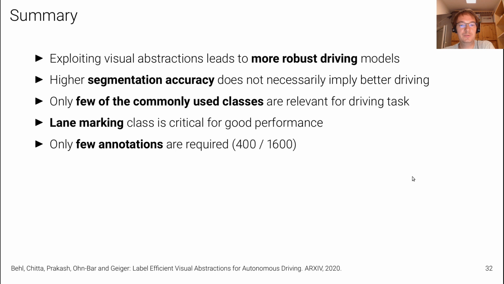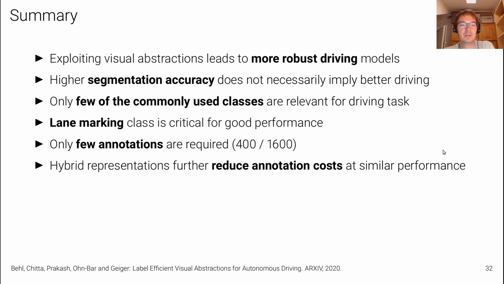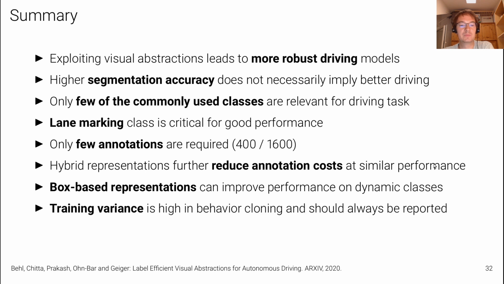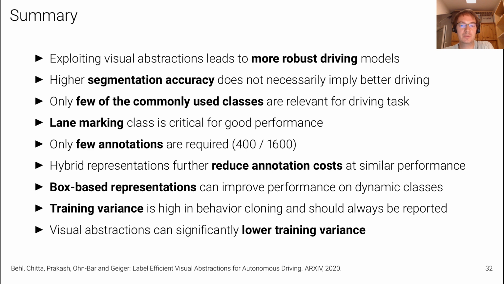We also saw that only few annotations, only 400 or 1,600 annotated images, are enough to solve the driving task almost as good as with much more annotated images on the CARLA simulator. And we've also seen that hybrid representations have the potential to even further reduce annotation costs without losing driving performance. We've even seen that box-based representation can improve the performance on certain dynamic classes, and that the training variance, while high in behavior cloning, should always be reported, and that visual abstractions can significantly lower the training variance.